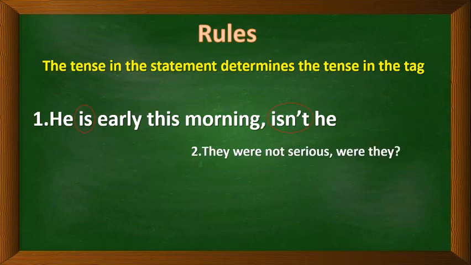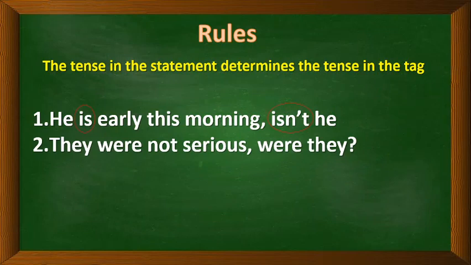We go to the next one. They were not serious, were they? So what tense is this? This is past tense. We have were as in the past tense, and the were is reflected in the tag as we have in this category.